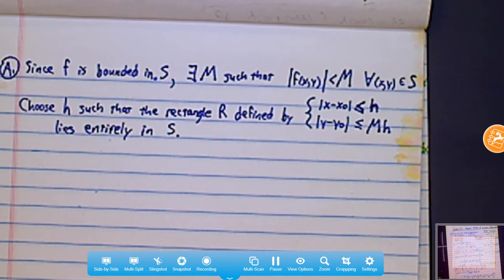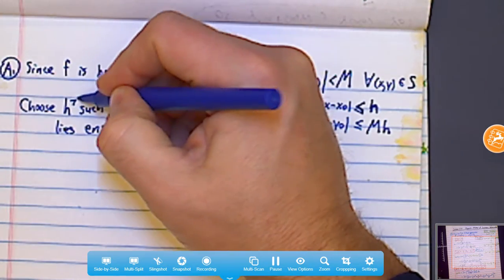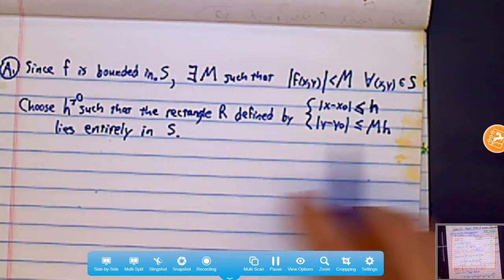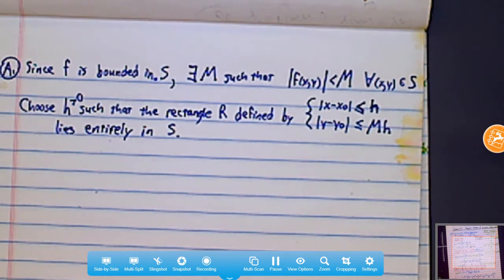And I'm just making h a small enough fraction. It's some h bigger than 0. So actually, I should probably say, choose h bigger than 0, such that the rectangle defined by this lies entirely in S. I can do that because I could make h a really small fraction if I have to.